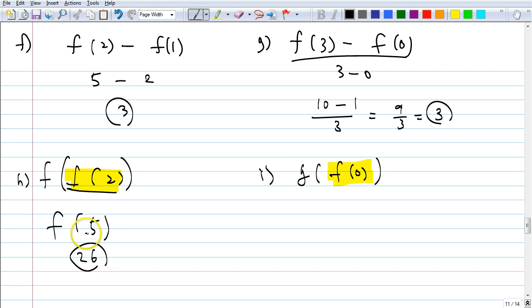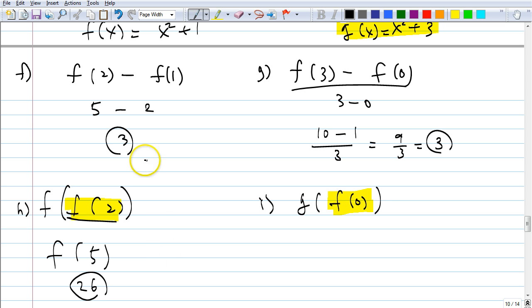And now I am looking for f of 5. How do you find f of 5? Well, f of x was what? X squared plus 1. So now f of 5 will be 5 squared plus 1, which is 26. Does that make sense? Okay, if you got this, everybody try I now.